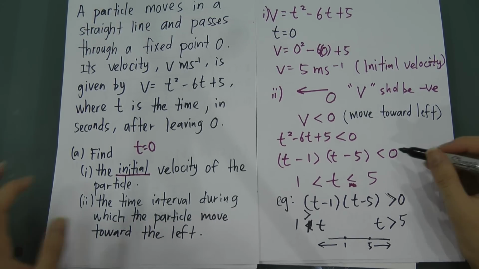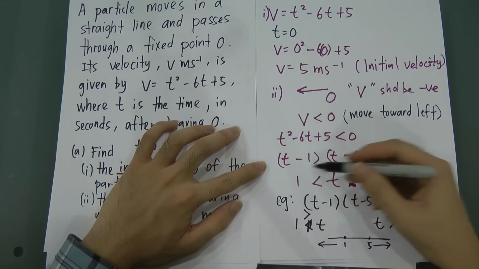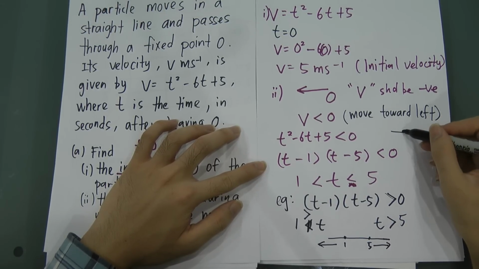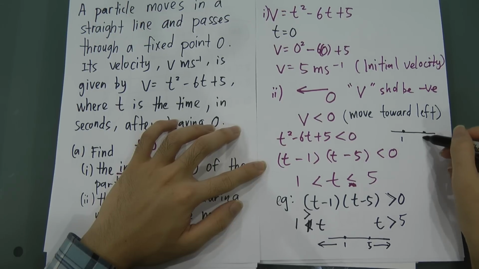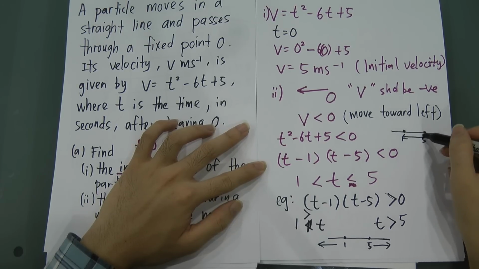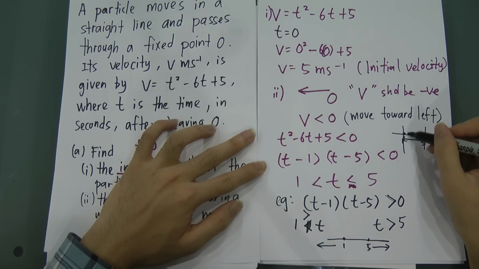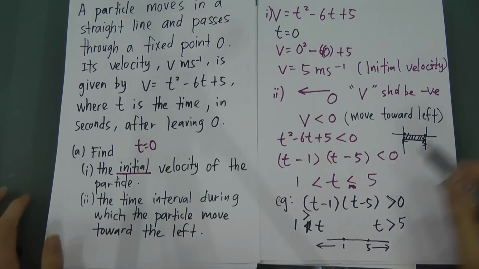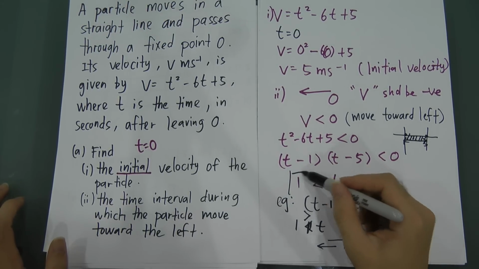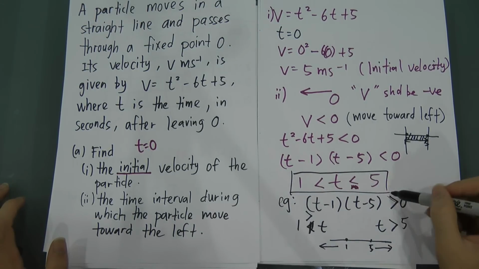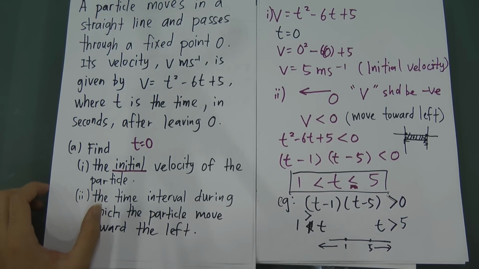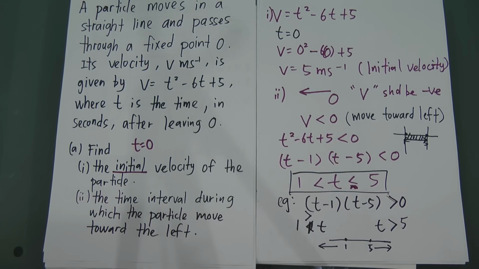So after you factorize, if here is smaller than 0, this is 1, this is 5, you will get something in between. So you have to know when you get smaller than 0, you have to write out something like this. Then we go to the third part of the question.